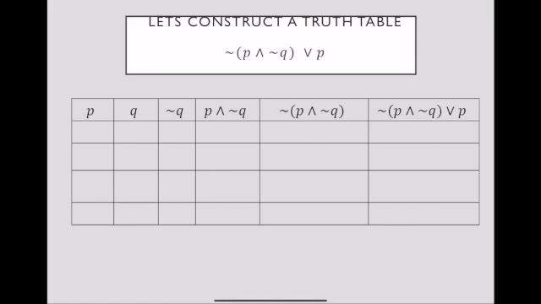Let's construct this one. It's a little more complicated, right? So I have true, true, false, false, true, false, true, false. And I want to know not Q. Well, not Q is going to be the opposite of this column right here. So that gives me false, true, false, true. Now I have and. This is only true if both values are true. So I have true and false is false. True and true is true. False and false is false. And false and true is false.